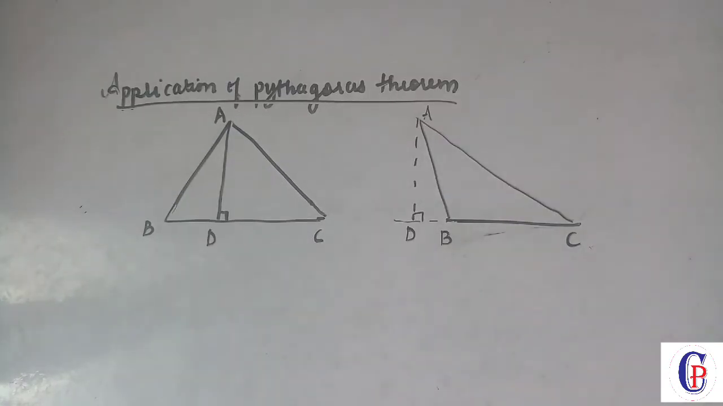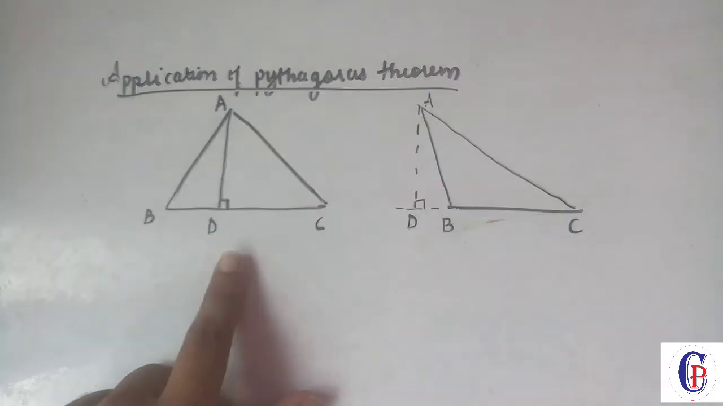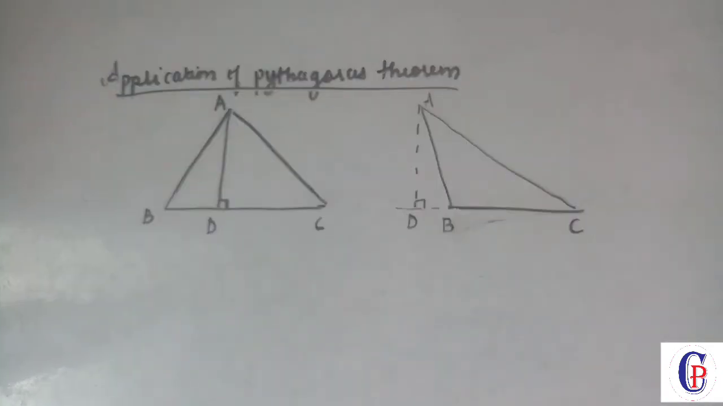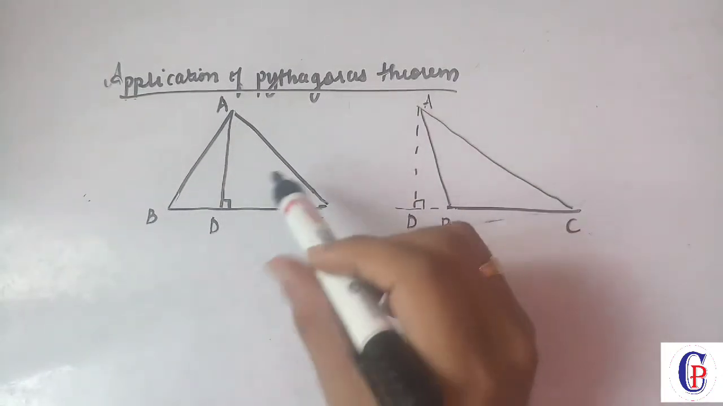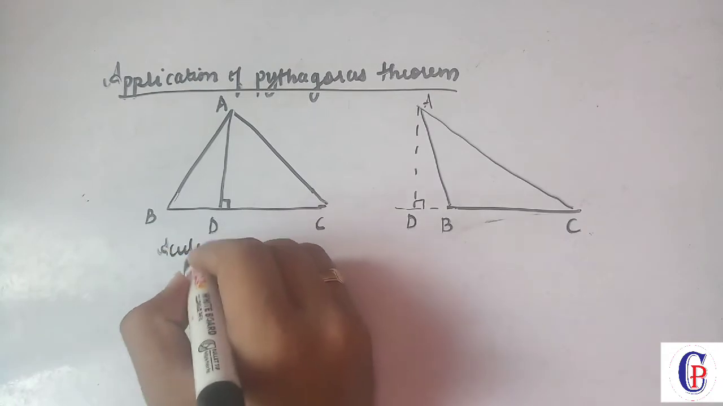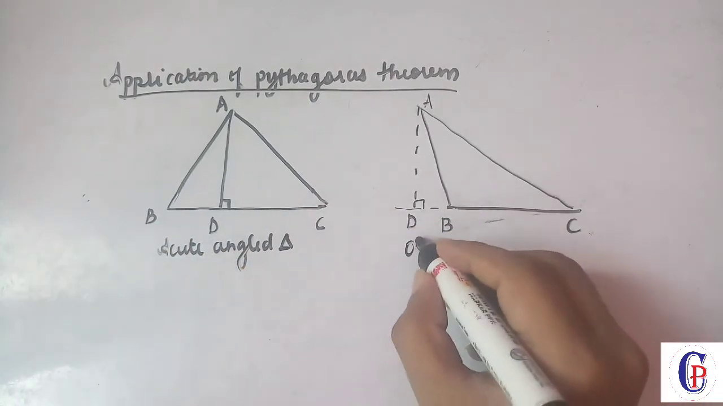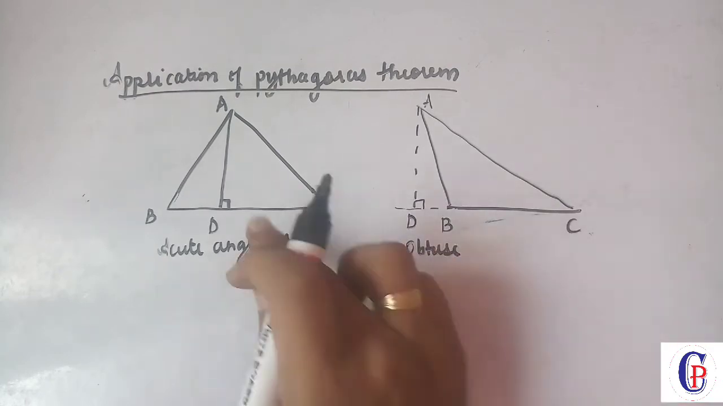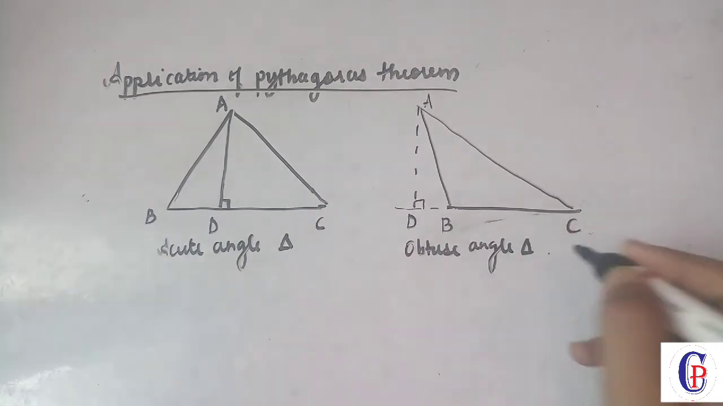Now we are seeing the application of Pythagoras theorem. This is the diagram that we have, and this is another diagram. What is the difference in both these diagrams? This is an acute angle triangle, and this is an obtuse angled triangle.